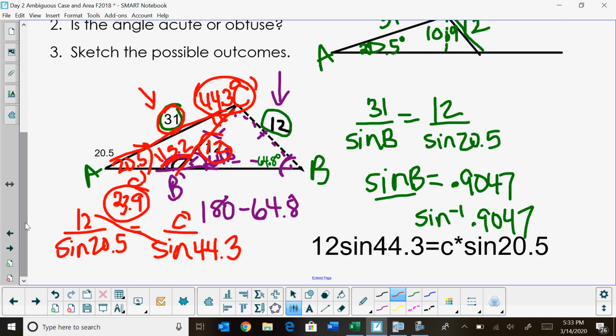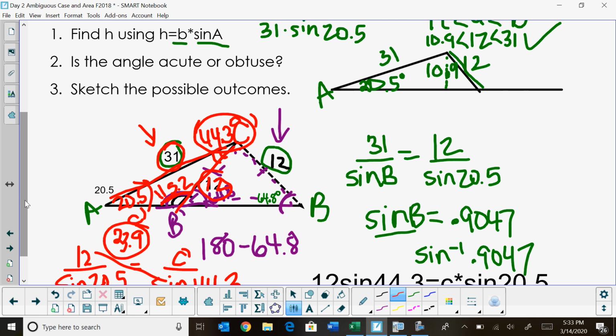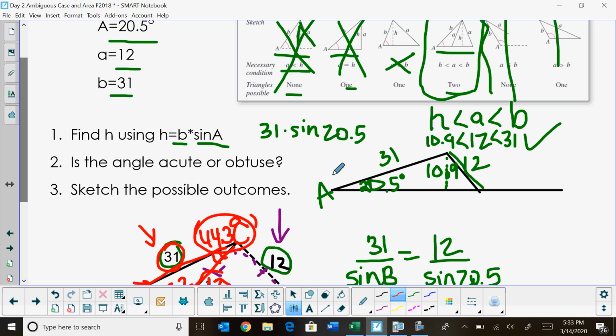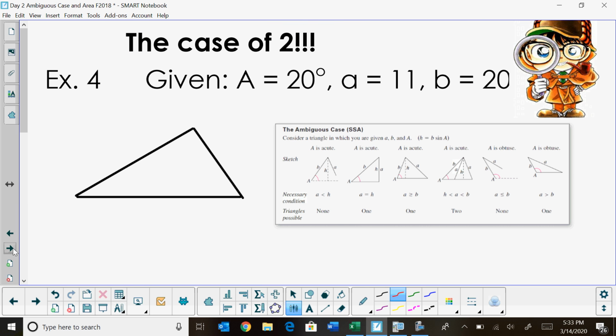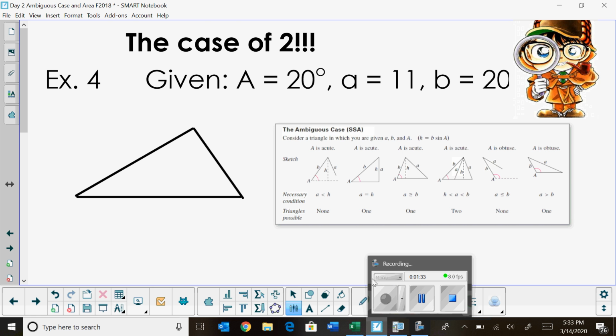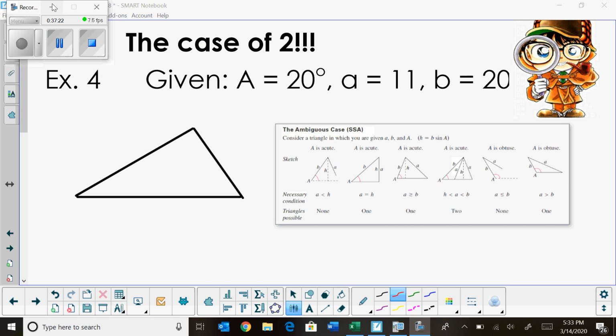So here is a possibility of two triangles. That's when you have what we call the swing leg, where A is shorter than B, but A is longer than the height, so it creates a swing arm. So there are your two possible answers. Let's look at a second case of two. If you understand it, you don't need to watch this. But if you don't understand this, this is a good one to watch because it will help you see the second case.